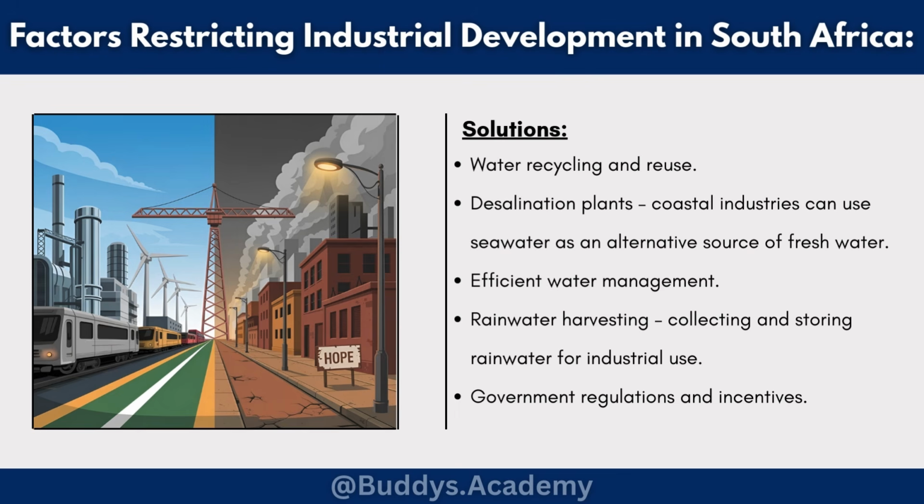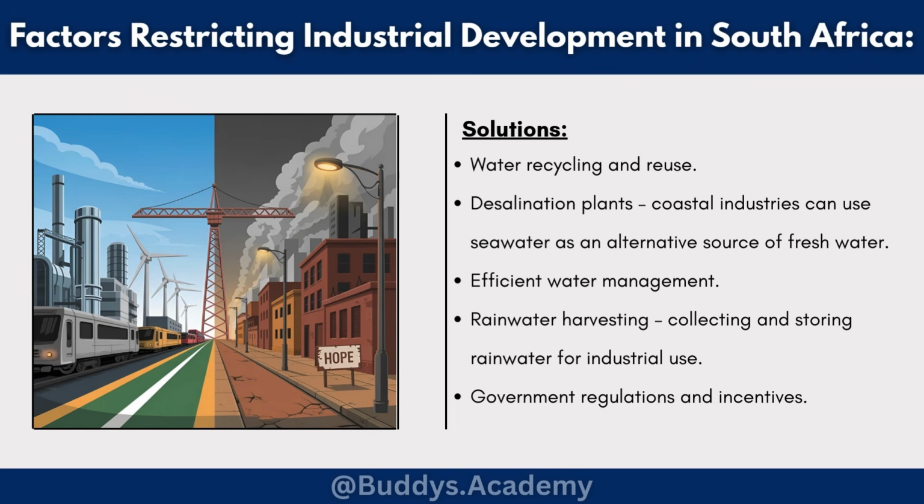But what are some solutions to our water supply issue? Firstly, it's going to be water recycling and reuse. So industries can treat and reuse wastewater to reduce the freshwater demand. Your desalination plants, so your coastal industries can use seawater as an alternative source of fresh water. But remember, when we're talking about desalination, we're talking about removing the salt content from our ocean water, but that is a very expensive process. So I don't think that's very viable for South Africa.